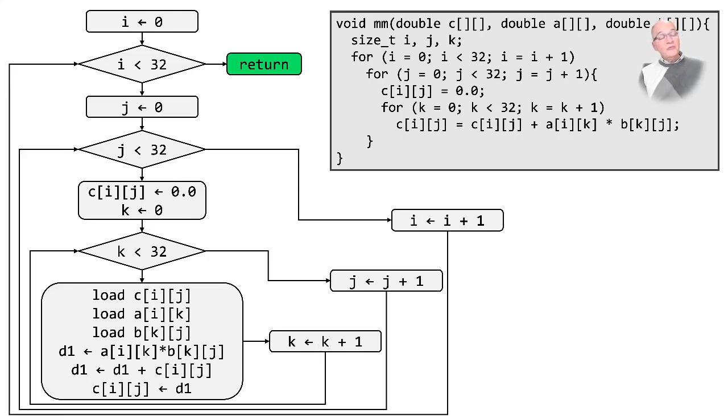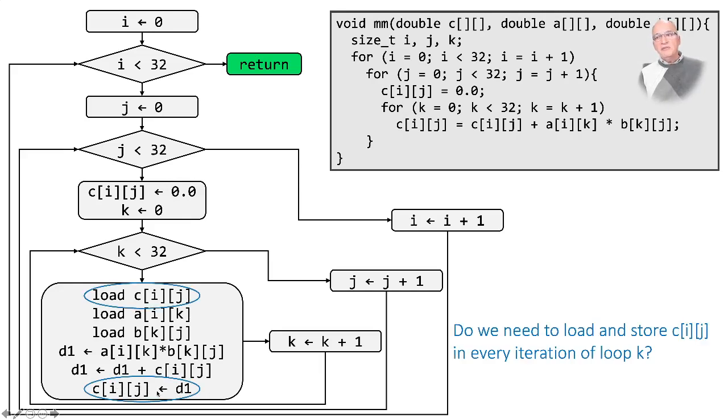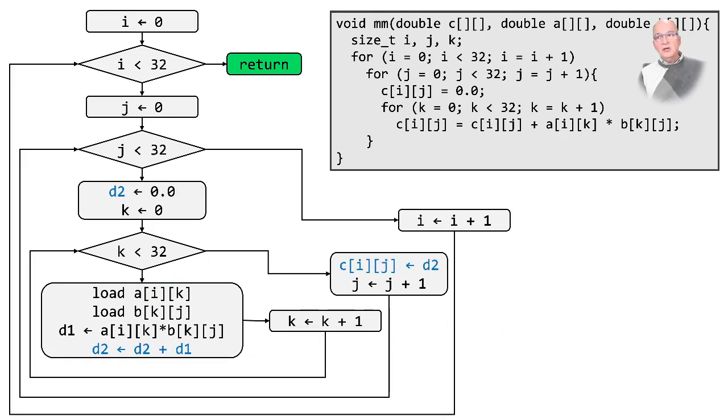So this would work fine, and it is a good computation, but note that in the innermost loop, I am loading the value of Cij and storing the value. This is a store operation, and I'm storing the value of Cij in every iteration of the loop. Do I need to load and store the value of Cij in every iteration of the loop? And the answer is no, I don't need to if I use a temporary.